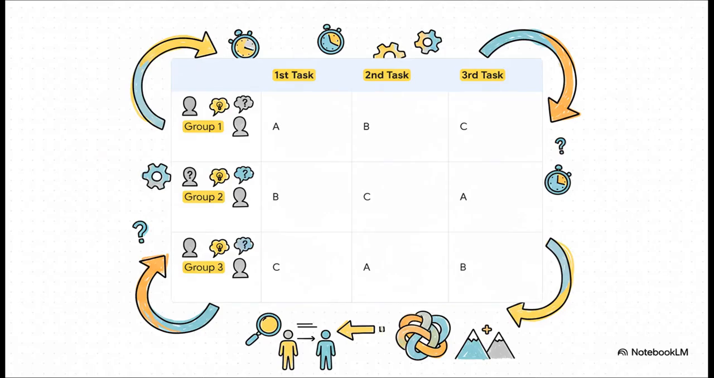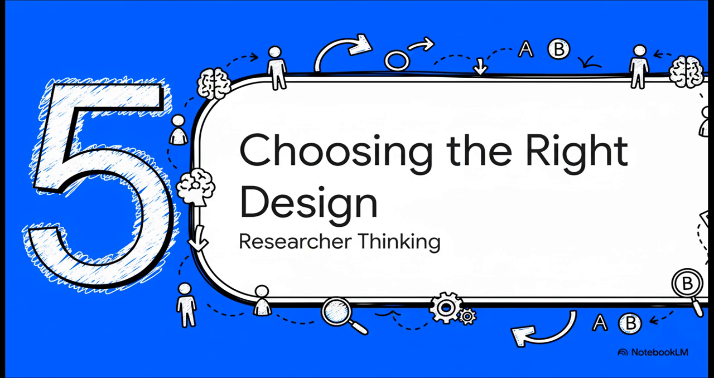Okay, check this out. This is how a Latin square works. See? You've got your three conditions, A, B, and C. For the first group of participants, they do them in the order A, then B, then C. But look at group 2. They do B, then C, then A. And group 3 does C, A, B. The key thing here is that every single condition, A, B, and C, appears in every single position, first, second, and third, exactly one time. It's a beautifully simple way to make sure that any effect of going first or last gets spread out perfectly evenly.